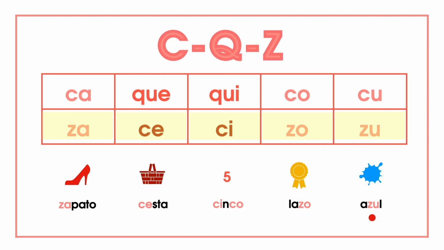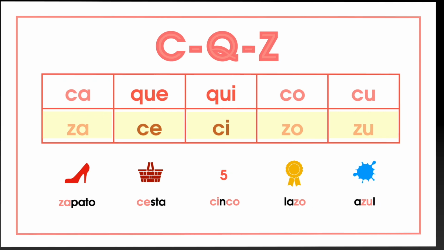Remember that all these syllables are pronounced with S in some other Spanish-speaking countries. They pronounce these words as follows: zapato, cesta, cinco, lazo, y azul.